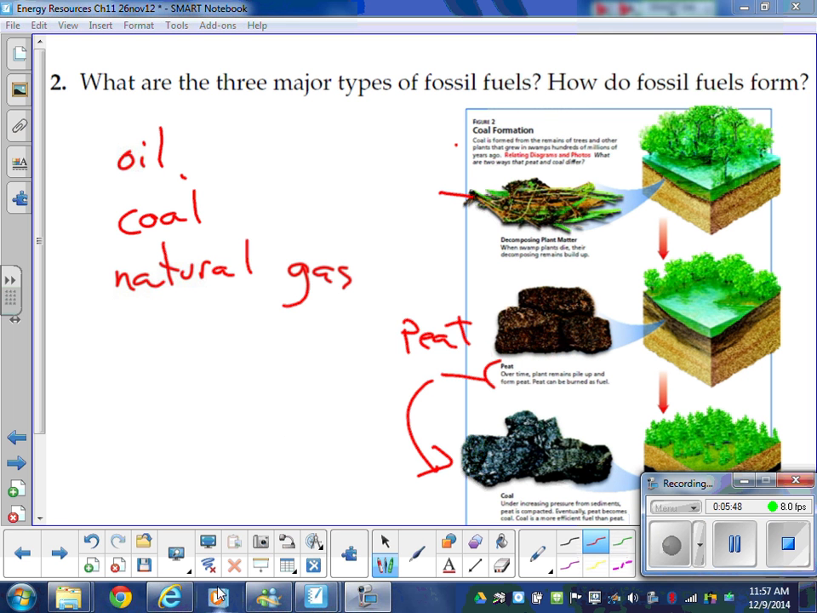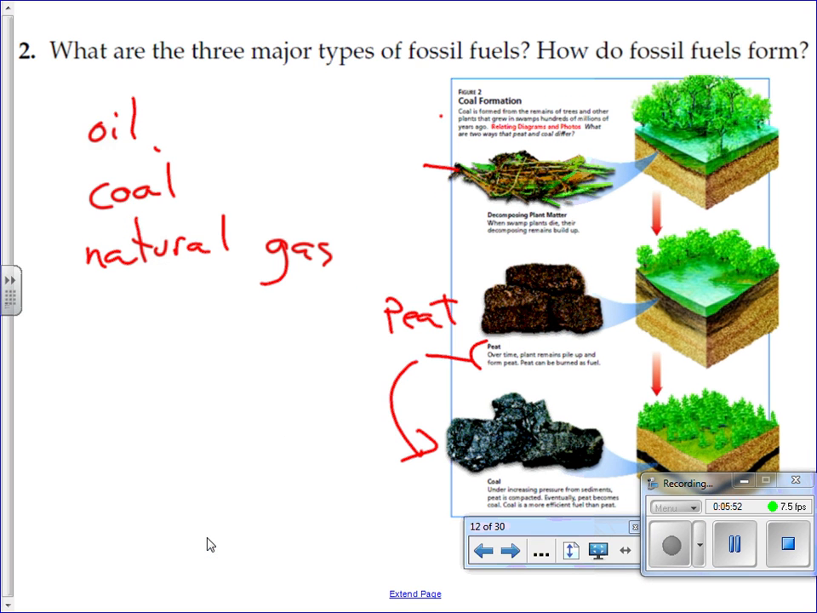So the three main types of fossil fuels: oil, coal, and natural gas. And again, with natural gas, you can find pockets of natural gas, but the other way, natural gas is cleaner burning than the other two types of fossil fuels.